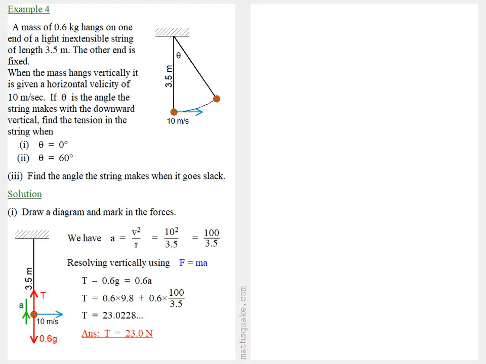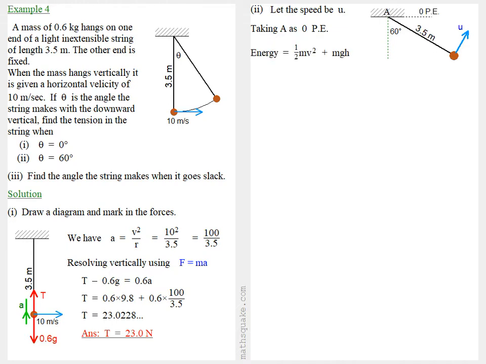Now in the second part, we're asked to find the tension in the string when theta is 60 degrees. And again, we need to draw a diagram. Well, let the speed of the particle be u. Now we're going to use the conservation of energy to find the value of u. So we need to decide where zero potential energy is. Let's take it at the point A.